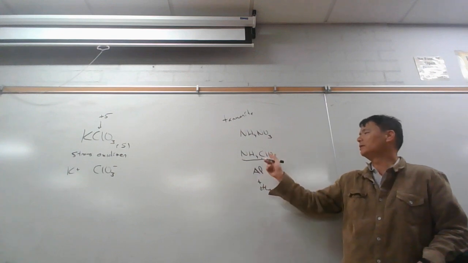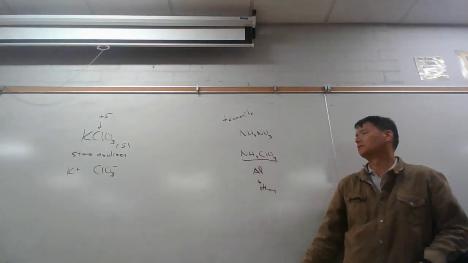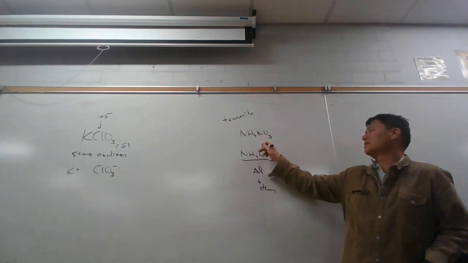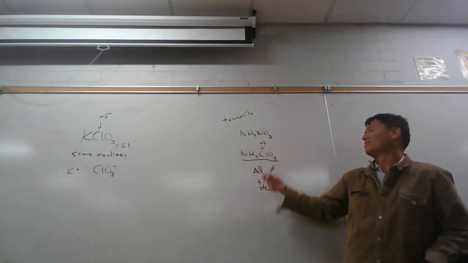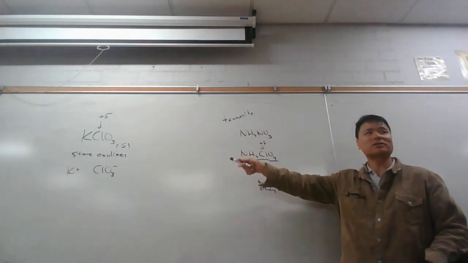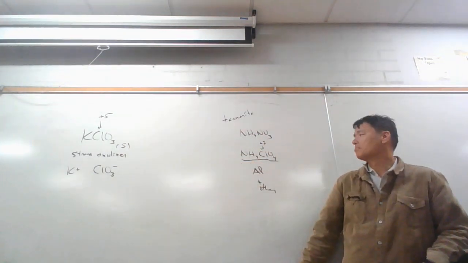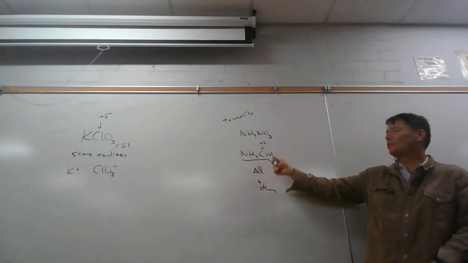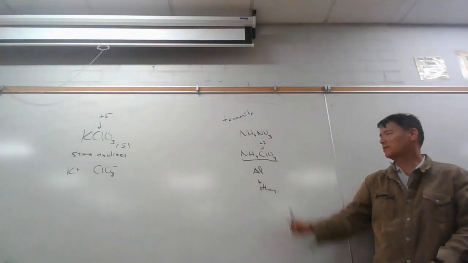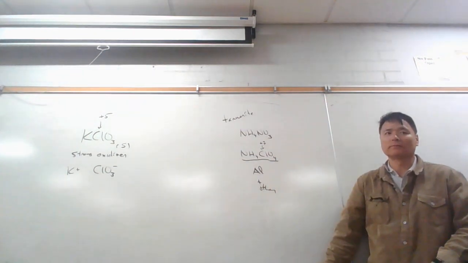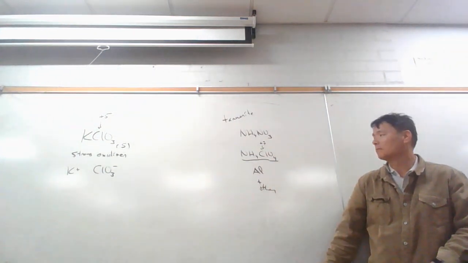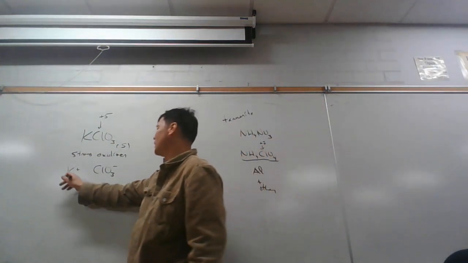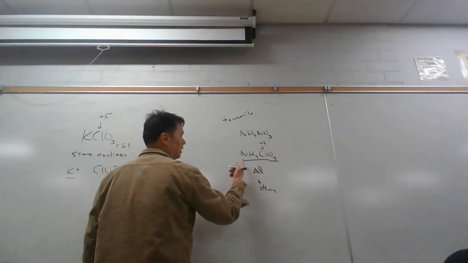Why would you expect this to be stronger? Because it's +7 versus +5. The chlorine here is +7. So this stuff is more dangerous than that stuff, right? But this stuff is even more dangerous than that. What makes this stuff even more dangerous? It has to do with the difference between potassium ions and ammonium ions.